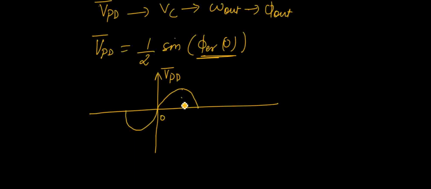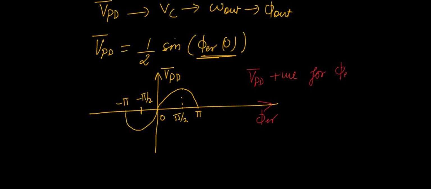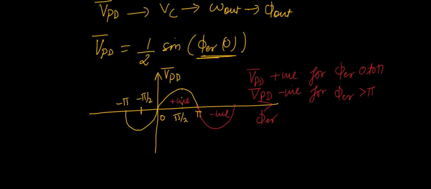This is 0, it is pi by 2, this is pi, minus pi by 2, minus pi. Okay, so you can see that VPD bar is positive for phase error 0 to pi, right? And you can see that VPD bar is negative for phi error greater than pi. So if you are going more, there you can see it is negative, and in this case it is positive. Okay, so that's what I tried to draw, this VPD bar.